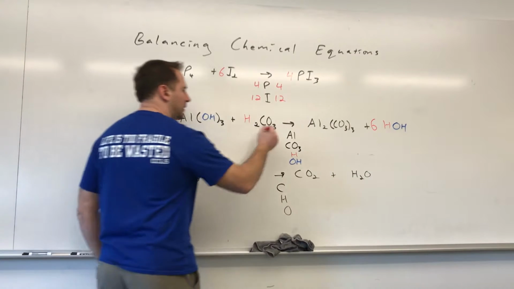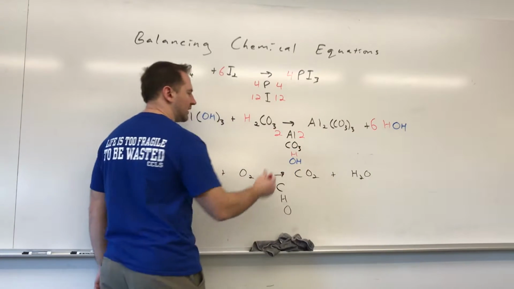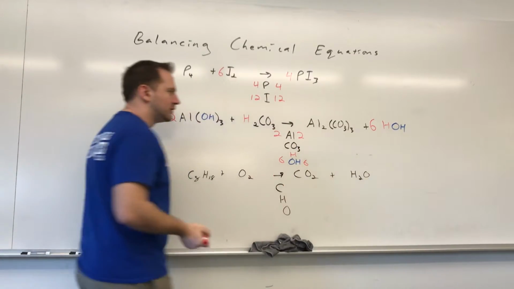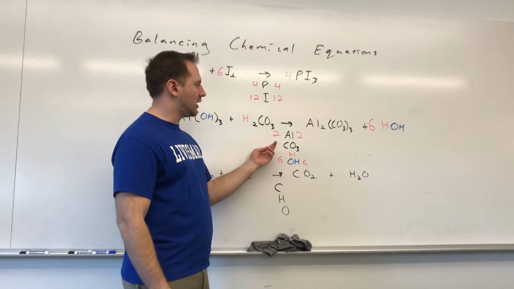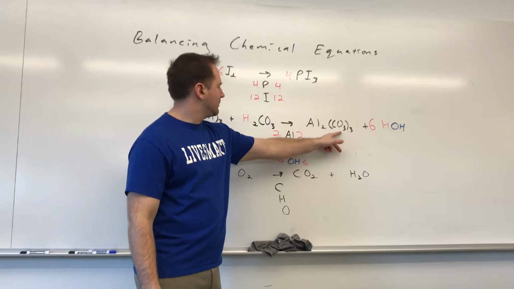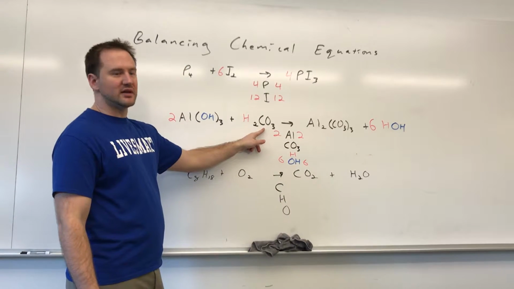So at this point in time, I have 2 aluminums on each side, and I have 6 hydroxides on each side. Those are balanced. Now, I look and see that, let's just look at carbonate next. So I have 3 carbonates over here, and only 1 on this side.